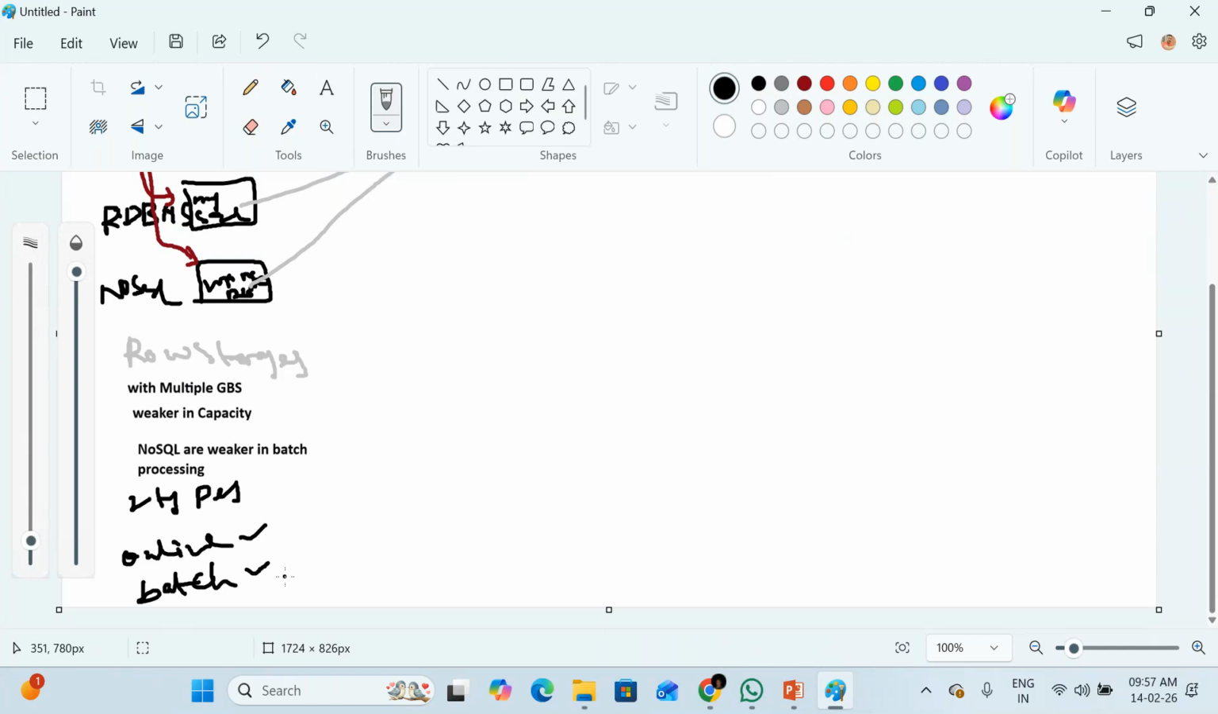Understand, sir? These RDBMS databases are good in both processes, whereas NoSQL databases are weaker in batch process. You got my point. Compared to online process, batch processing is more important. That's why companies still mostly depend on RDBMS databases only, even though they are weaker in capacity. And they are more flexible, reliable, and faster.